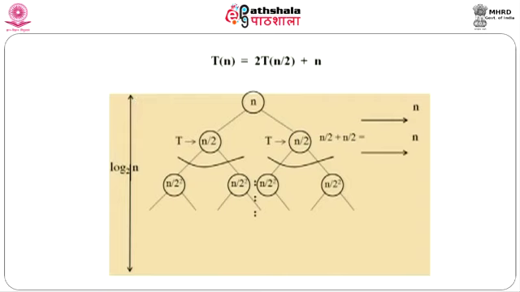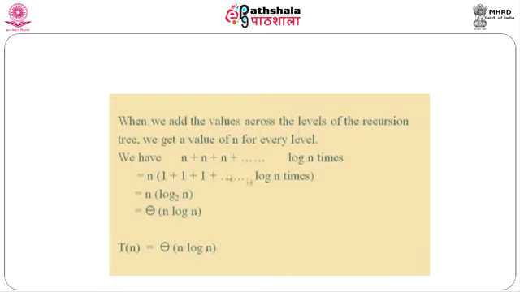The level is given as log base 2 of n, and you can see at every level the cost is going to be n. Here it is going to be n by 2, n by 2, so it is going to be n. That means you can come to a conclusion that at every level the cost is going to be n. So, put everything into an equation.